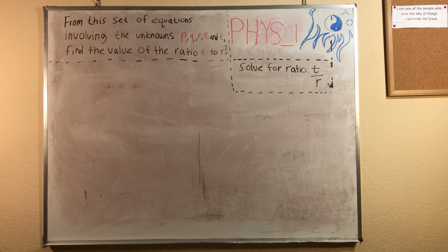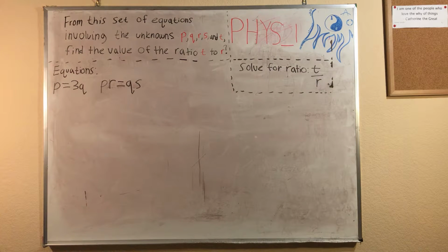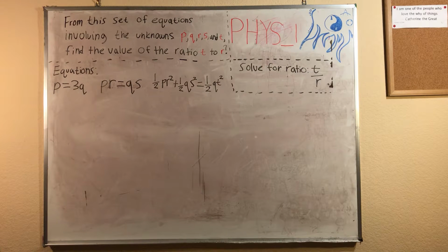So we really have to manipulate the equations to find this. The t divided by r will equal something. Listing the set of equations, our first equation is p equals 3 times q. The second equation is p times r equals q times s. And the third equation is 1/2 times p times r squared plus 1/2 times q times s squared equals 1/2 times q times t squared. All our variables are given as p, q, r, s, and t.